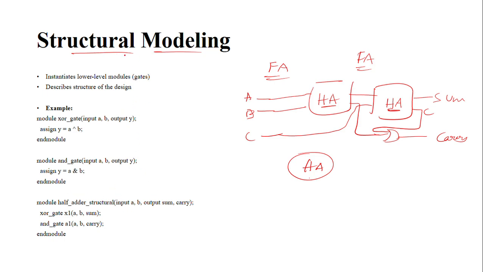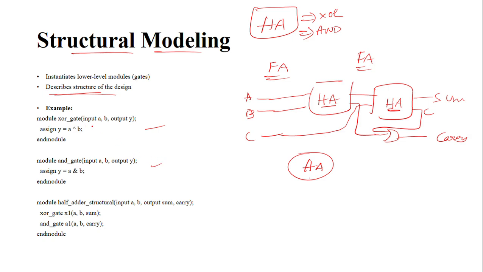So structural modeling means you can design one module and instantiate that module in another module. So it is like structural modeling. It describes the structure of the design. So first, whatever half adder design we use, what are the gates we use? XOR gate as well as AND gate. So you can separately write the codes for XOR and AND gates.